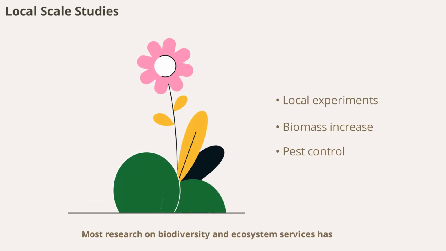Most research on biodiversity and ecosystem services has focused on local scales, small plots, or experimental fields. These studies show that higher species richness leads to increased biomass production, better pest control, and greater stability in ecosystem processes. However, translating these findings to larger, real-world landscapes remains a challenge.